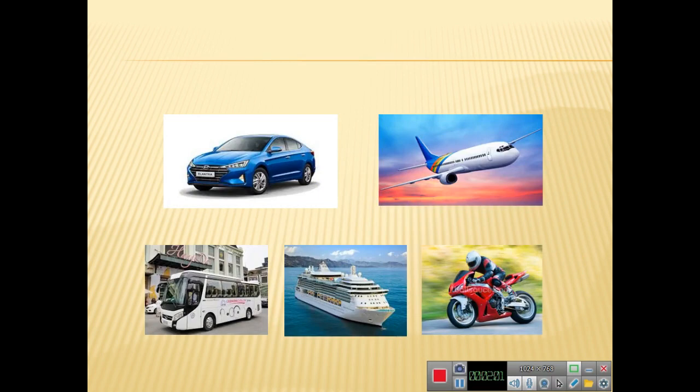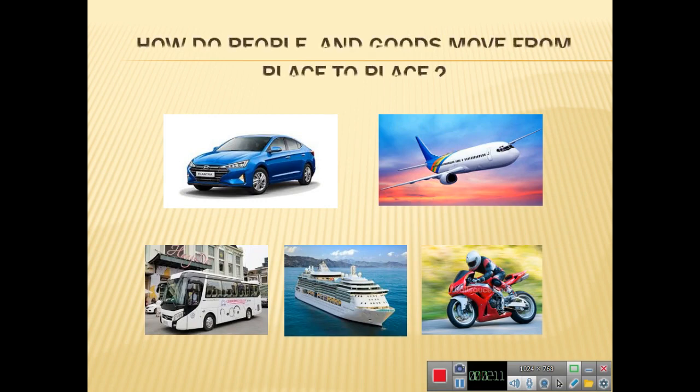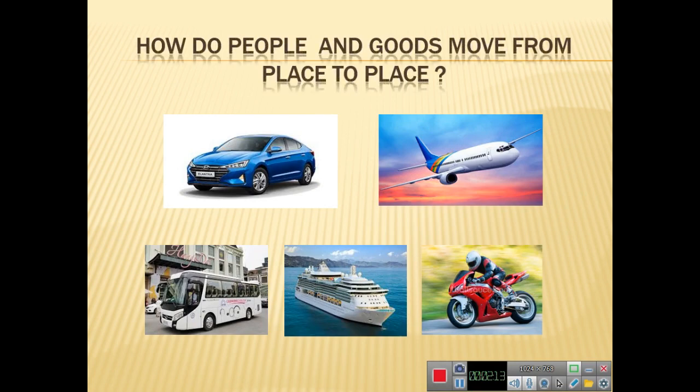Let's have a look at this picture. As you can see in front of you, there are many things that we call types of transportation. But how do people and goods move from place to place? Do you remember the last lesson? We spoke about people and goods, and we said that they go from place to place. The types of transportation help people to move from place to place.